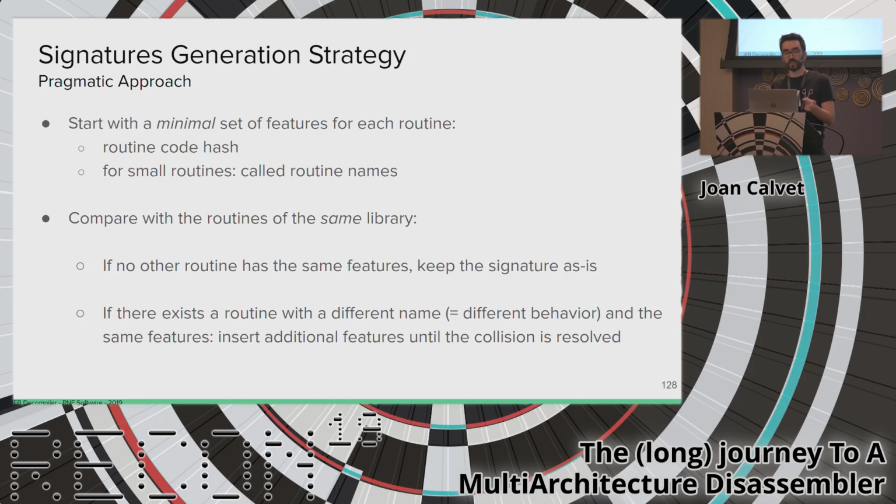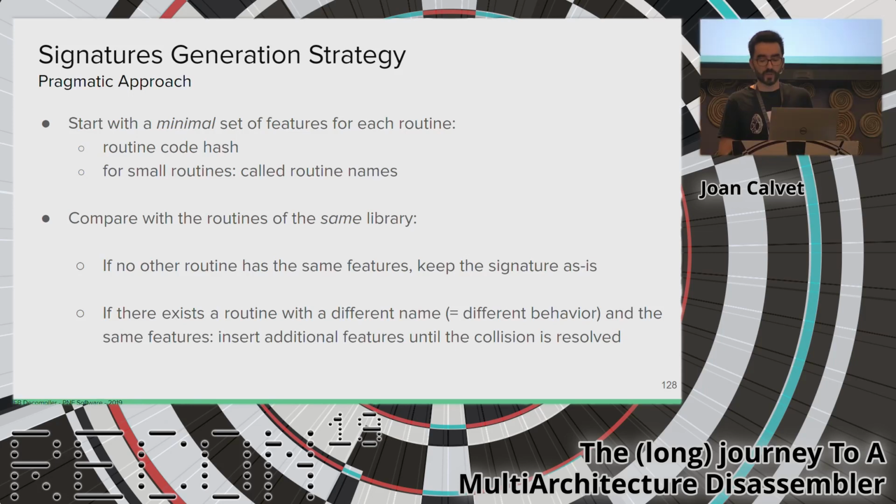But if there is a routine with a different name and the same features, we consider it to be a collision, and we try to solve it by iteratively inserting new features, like the called routine names and the constant values, until the collision is resolved. That is, the two signatures have different features. Note that if we cannot resolve the collision, we still generate an unknown signature. That is a signature that says it's likely a library routine, but we don't have any specific information on this routine. Also, users can solve the conflict manually by setting the best signature.